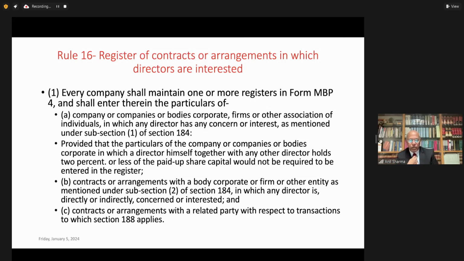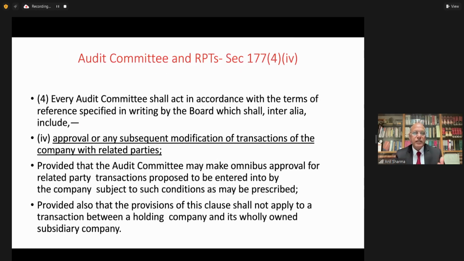So once again, don't wait to view this register at the fag end of the completion of your audit. Look at it at the very beginning itself, so that you know who are the parties who have to be looked at, what are those transactions which have been entered into, and they have already been disclosed in those. So be very specific to see whether those are at arm's length, in the ordinary course of business. There is no conflict of interest involved, and the due process of section 188 is complied with. So from the register, this is important.